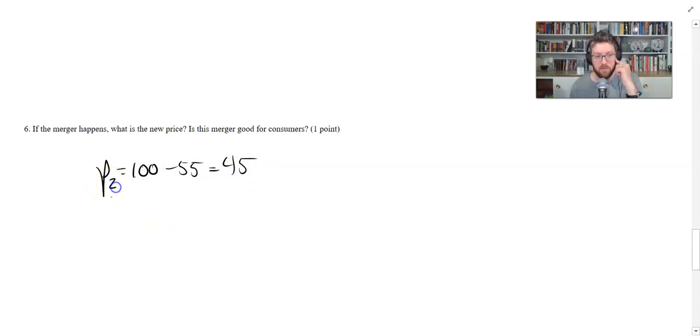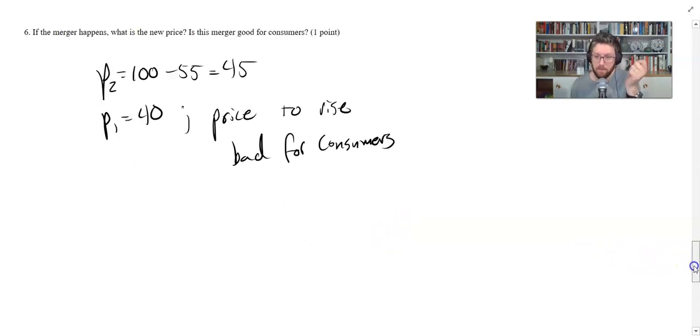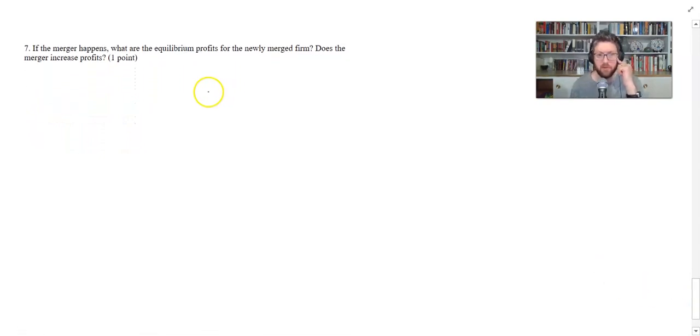So we'll call this P2. That's the new price. P1, the old price, was equal to 40. So the merger has caused the price to rise, which means it's bad for consumers. We could calculate their consumer surplus, but they have the same demand in the pre and post-merger worlds, but they have a higher price in the post-merger world, so they're going to have lower consumer surplus. In this case, there was a cost savings, but it was not enough to offset the increased monopoly power that let firms raise prices.